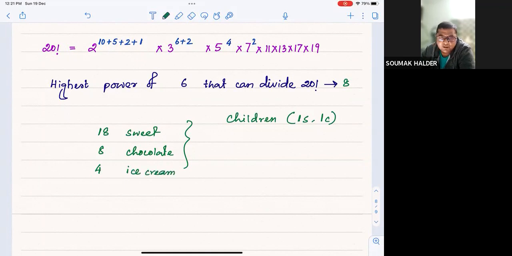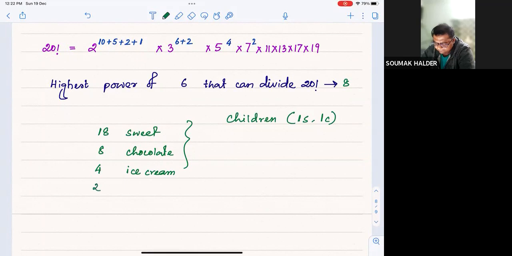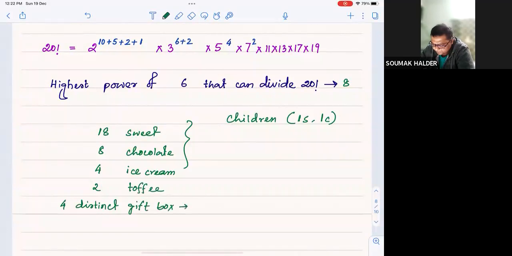Will that make any changes to this contribution? No, sir. Okay, say you do have 2 toffee. Yes, sir. 4 distinct gift boxes. Okay, the gift boxes are G1, G2, G3, G4.